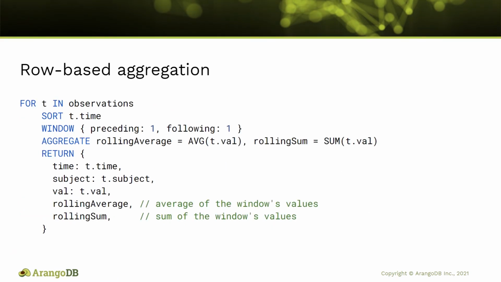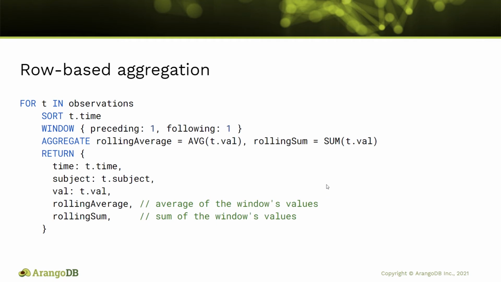Here's how we can do this in AQL. We iterate over a collection, here called observations, and we sort its documents based on the time attribute. Next, we define the window to span from one document before to one document after the current document. And then we aggregate these three to the rolling average and the rolling sum using the average and the sum function. And then we return all of these values.